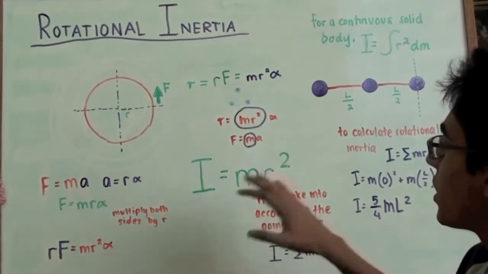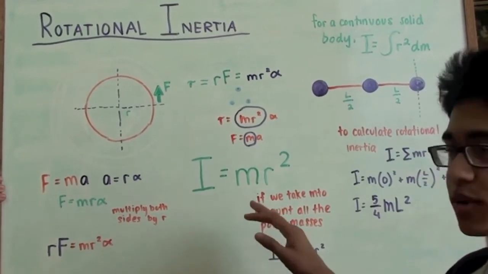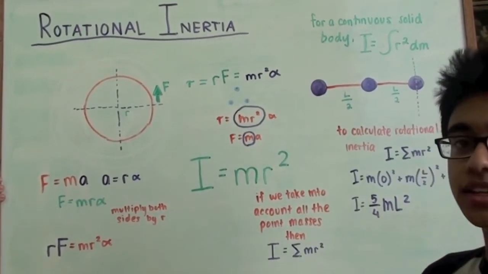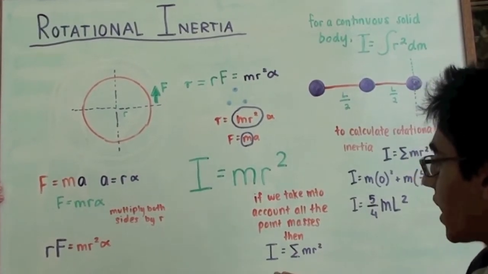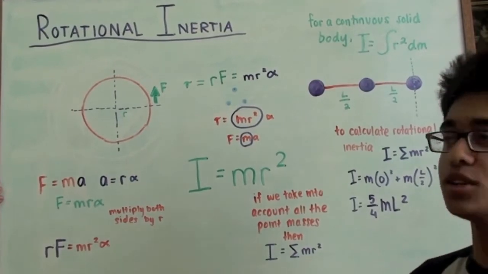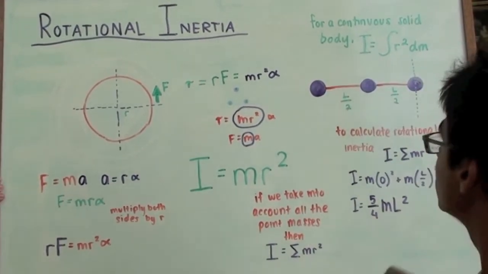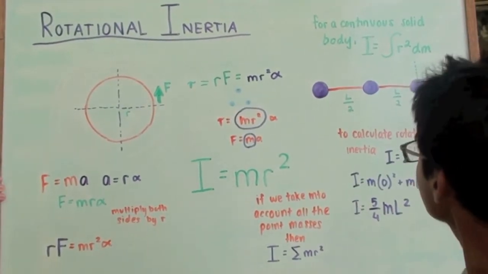So the equation for rotational inertia, or the most general equation, is I equals mr squared. Now if we take into account all the point masses in a system, then I equals the sum of mr squared. And finally, for a continuous body, I equals the integral of r squared dm.